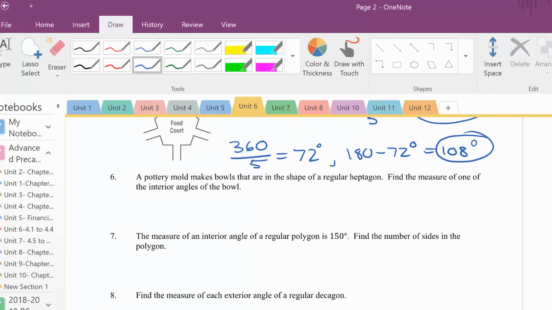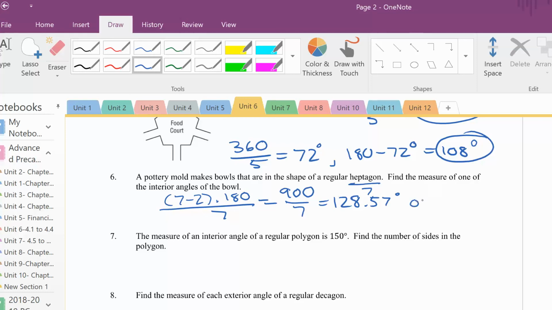A pottery mold makes bowls that are in the shape of a regular heptagon. Find the measure of one of the interior angles of the bowls. Well, a heptagon has 7 sides. So (7 minus 2) times 180 divided by 7. So that's 900 divided by 7, which is equal to 128.57 degrees.